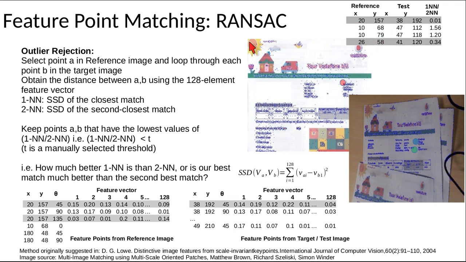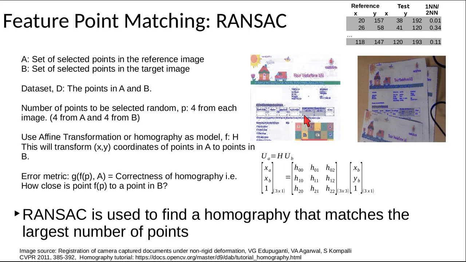In general, when you compare a reference image with a target image, about 10 to 20% of the points in the reference and the target are picked up in this table. That is, about 20% of the points will have a 1nn by 2nn ratio which is less than a threshold, and these are retained for the next step. In the next step, we use RANSAC to determine how these points in the reference image can be geometrically mapped to points in the test image.